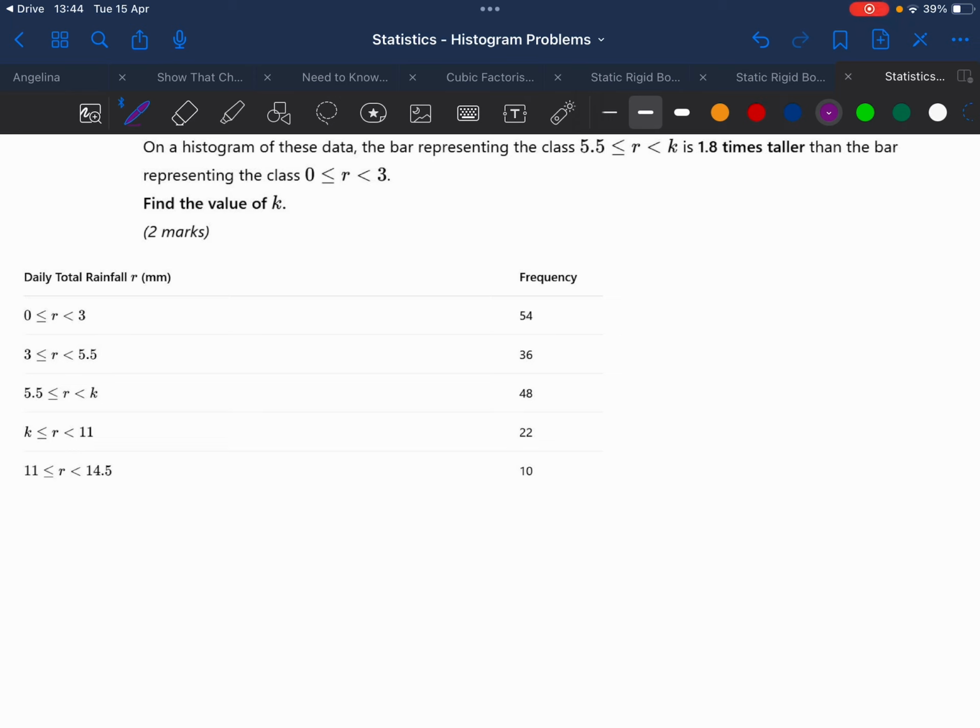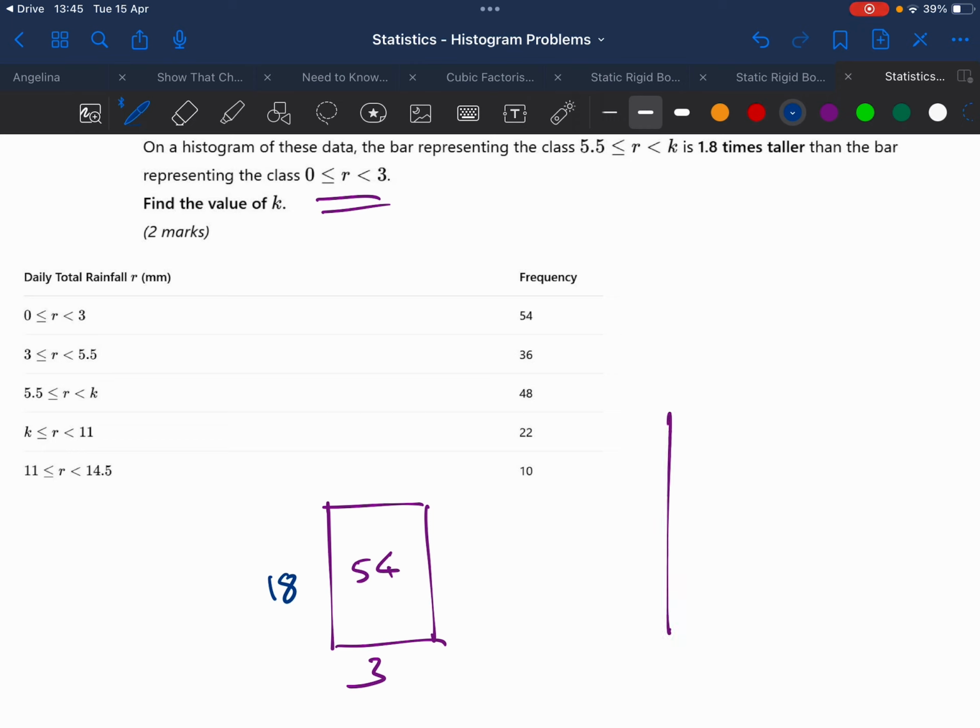Now that hopefully you've had a go, the idea is that on this one, from 0 to 3, the bar is 3 wide. It makes an area of 54, so the height of this one here must be 18. They say the new one is 1.8 times taller, so if you work out 1.8 times 18, you will get 32.4.